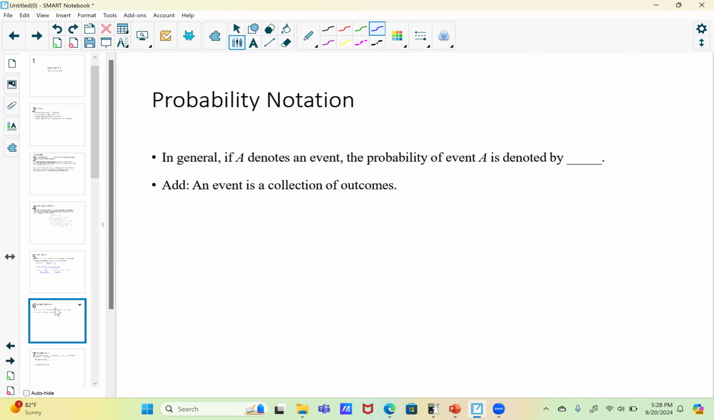Now we are going to be looking at finding the probability of different events. In general, if A denotes an event, the probability of event A is denoted by P(A). Please add this. I didn't have it in the packet, but it's probably good to add that an event is a collection of outcomes. So if I want the probability of a heads, my event would be getting a head. I could do the probability of rolling a 3, then my event would be rolling a 3.